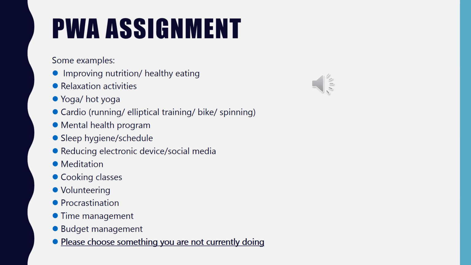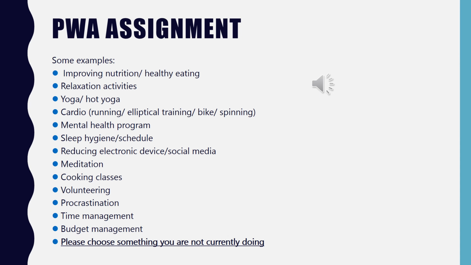Some examples of what you may choose for your personal wellness activity might include improving nutrition or healthy eating, so eating more fruits or vegetables, or let's say eliminating sugar from your diet, or drinking more water. You might choose some kind of relaxation activities, yoga, hot yoga. You might choose some kind of cardio activity, such as running, elliptical training, biking, spinning.